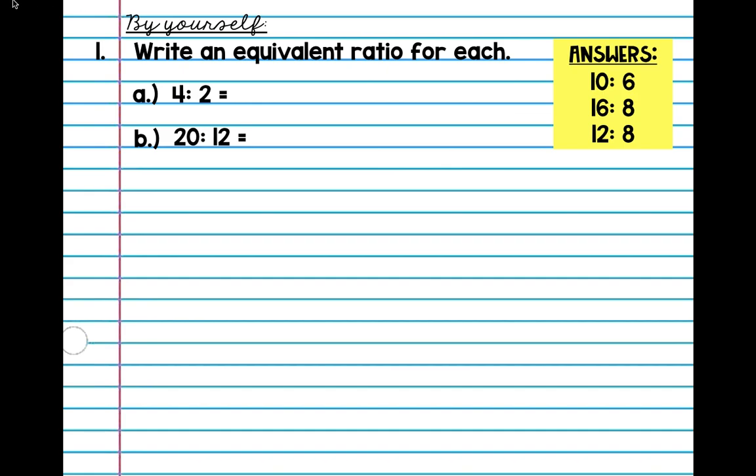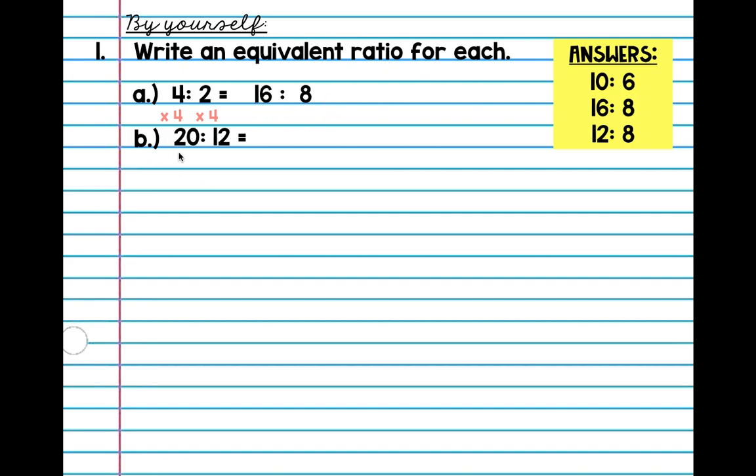Okay, so let's start with 4 to 2. So we know all these numbers are big, so I'm going to be multiplying. So 4 times 2 doesn't work, 4 times 3 might work, but 2 times 3 is 6, so we know it's not this one. 4 times 4 gets me 16, and 2 times 4 gets me 8. So if you got that right, put a check mark. An equivalent ratio is 16 to 8.